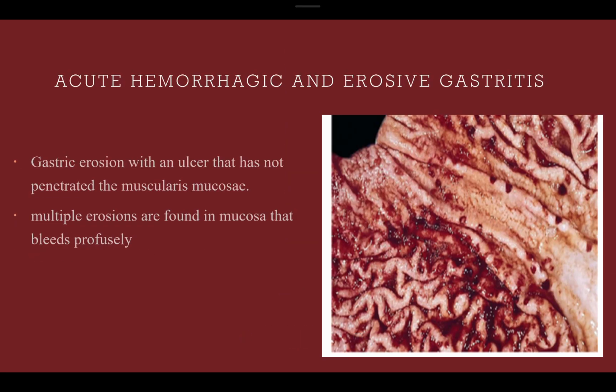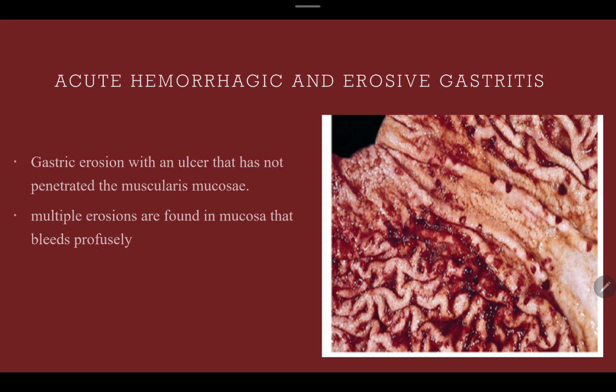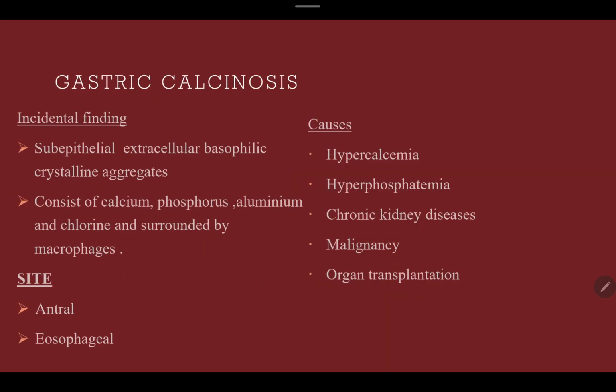So where do we see these hemorrhagic and erosive gastritis? We see it in patients who were on alcohol, aspirin, NSAIDs, and in association with stress conditions. There is loss of the superficial epithelium in the gastric mucosa, and there is inflammation, with a profound inflammatory infiltrate of neutrophils seen here. So this is the typical microscopic finding in acute hemorrhagic or erosive gastritis.